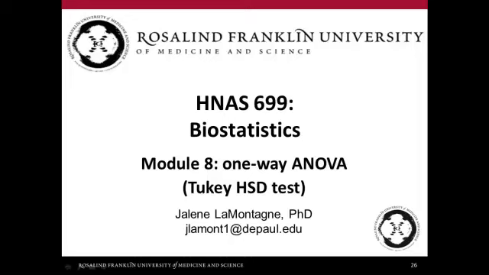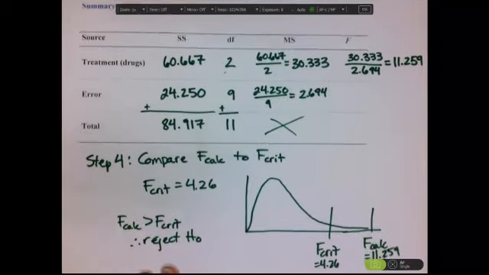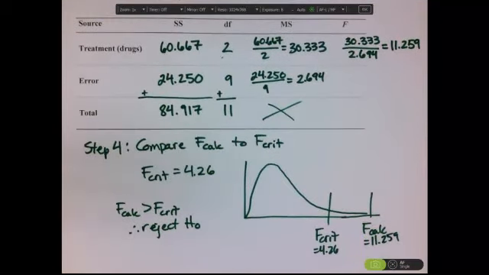In this mini lecture, we're going to cover a Tukey honestly significant difference test. At the end of the last mini lecture, we made a conclusion that the mean number of psychotic episodes experienced differed significantly between at least 2 of the drugs tested. And this is the data that we saw at the end, and we rejected our null hypothesis.